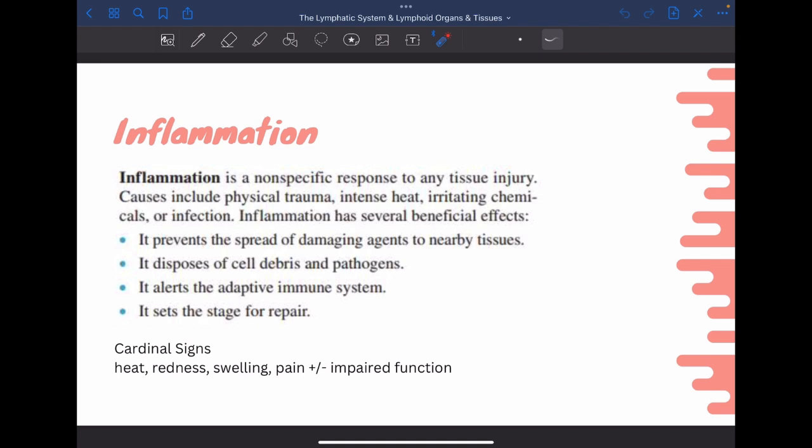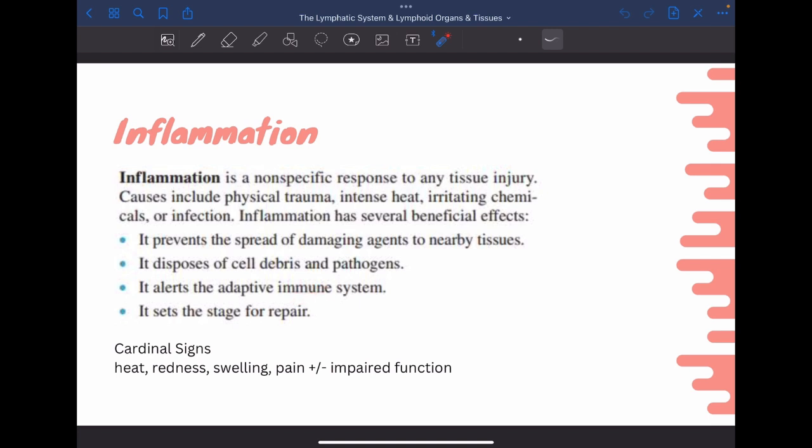It will kind of border it off so that the pathogen doesn't spread to nearby tissue. It will remove the debris and the pathogen and so on. It will also work by releasing certain structures and chemical mediators to alert the adaptive immunity, and it sets the stage for repair.